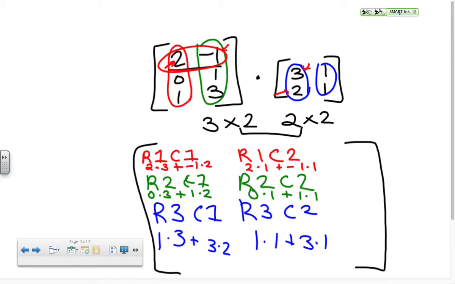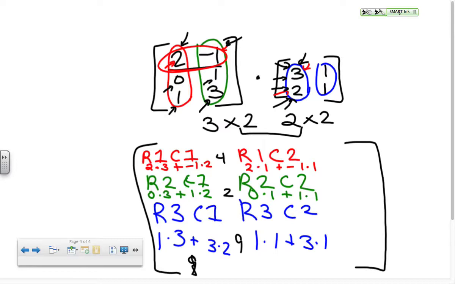So row 1, column 1. The first one times the first one, second one times the second one. They will always match. There will never be extra pieces laying around. So 2 times 3 plus negative 1 times 2, that is 4. Then 0 times 3, 1 times 2, that is going to be 2. Then I'm going to go 1 times 3 plus 3 times 2. That's where all my pieces are coming from. And that's going to give me 9.